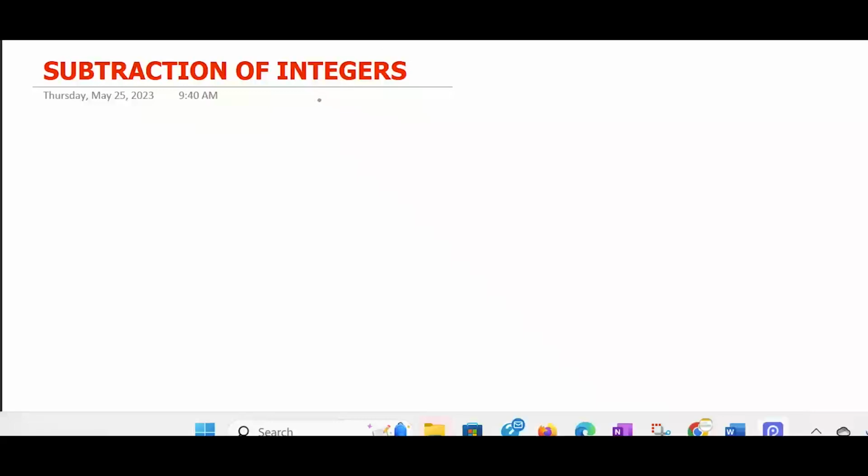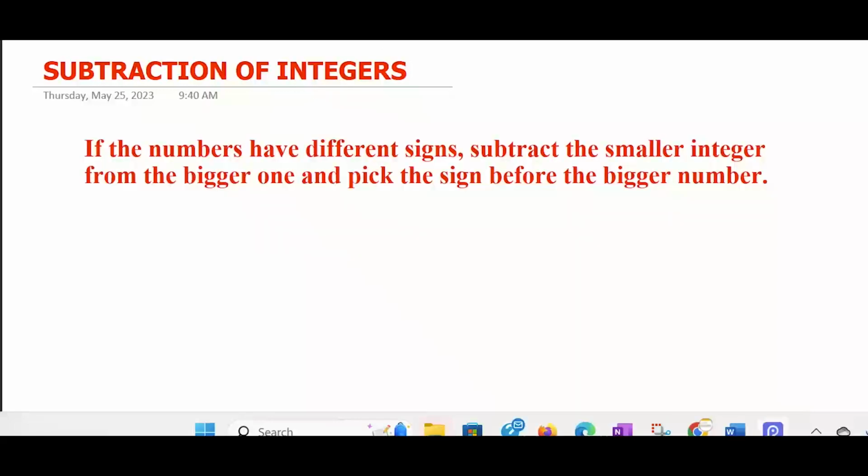Here, we're going to have another rule, and the rule is, if the integers have different signs, subtract the smaller integer from the bigger one and pick the sign before the bigger number. So that means here, if the signs are different, then you should subtract the smaller one from the bigger one.